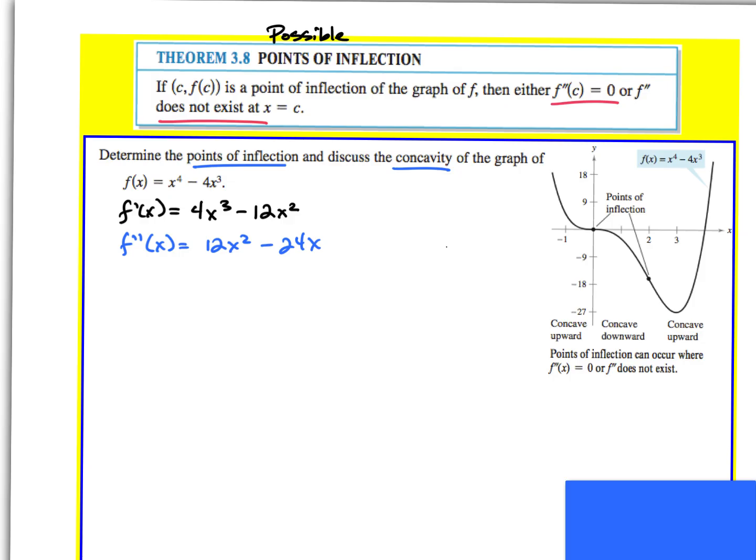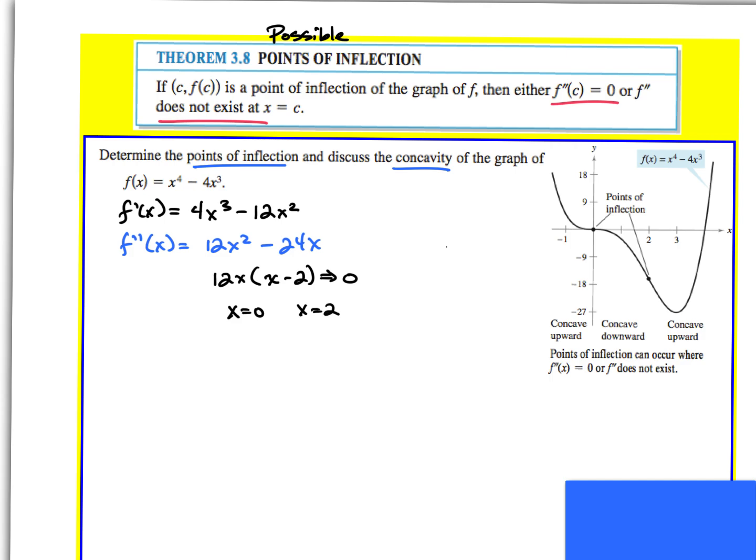And so now we're going to take that and we're going to set it equal to 0. But before we do that, I would factor something out. So what would I factor out? 12x. And then we're left with x minus 2. And we're going to set that equal to 0. And so then we get what? X equals 0 and x equals 2.